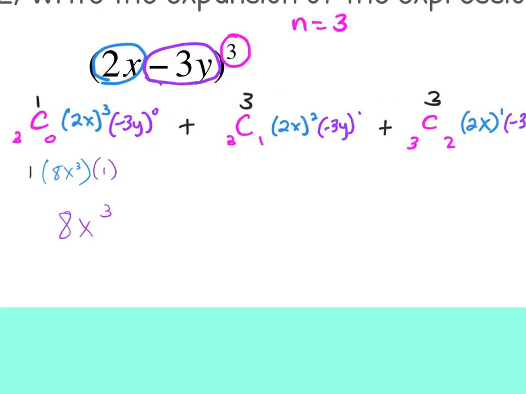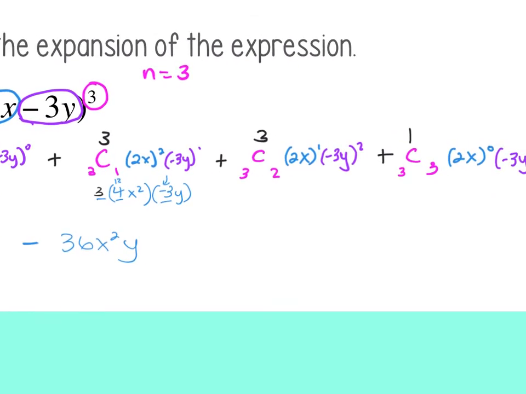Then I go to the second one, so I have 3 from the coefficient. 2x to the second would be 4x squared, and then negative 3y to the first is negative 3y. So this time it's negative because I only have one minus, so I get that negative. And then 3 times 4 is 12. 12 times 3 is 36, x squared y.